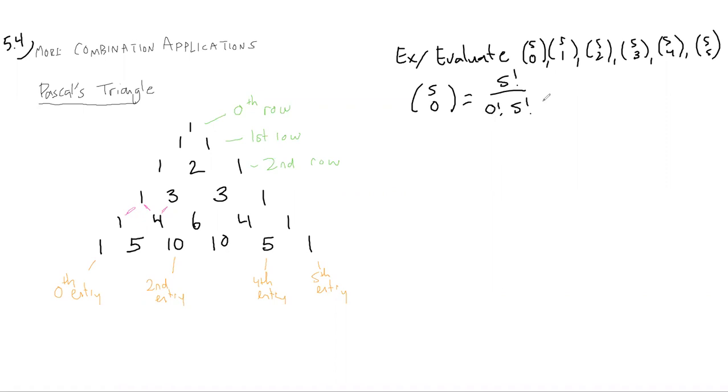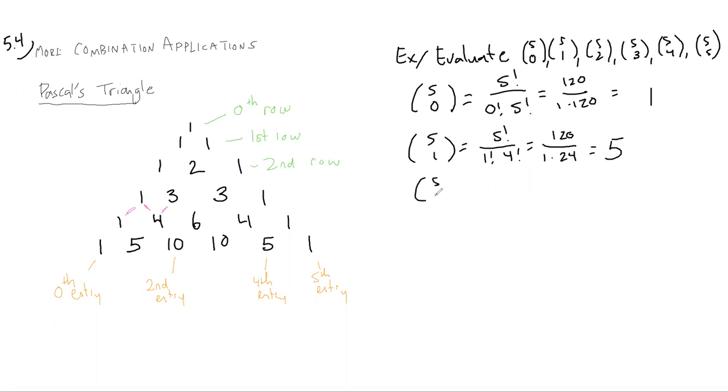So yeah, since 0 factorial is actually just 1, everything should just kind of wipe itself out. And so we're going to get 1 for that number. 5 choose 1 is 5 factorial over 1 factorial, 4 factorial. So 120 over 1 times 24, which is 5. 5 choose 2 is 5 factorial over 2 factorial, 3 factorial, which is 120 divided by 2 times 6.